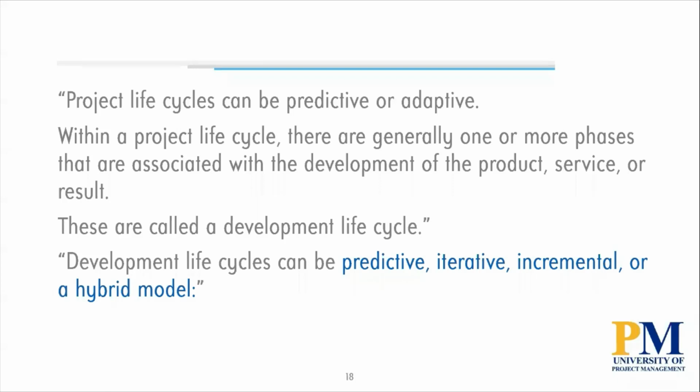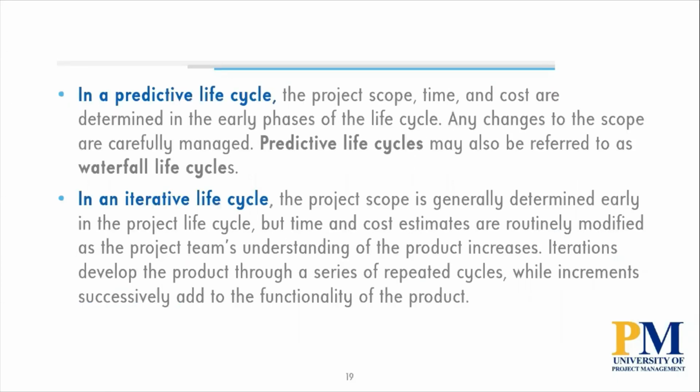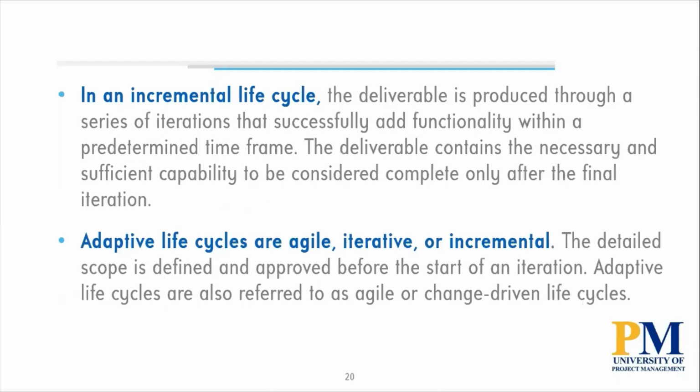Now, in a predictive life cycle, the scope, the time, cost, and schedule are determined early, and any changes to the scope are carefully managed. We don't like change, we call it scope creep. Change is a dirty word. In iterative, the scope is also generally determined early, but we have an opportunity to add as we go. In an incremental life cycle, the deliverables are produced through a series of shorter iterations.